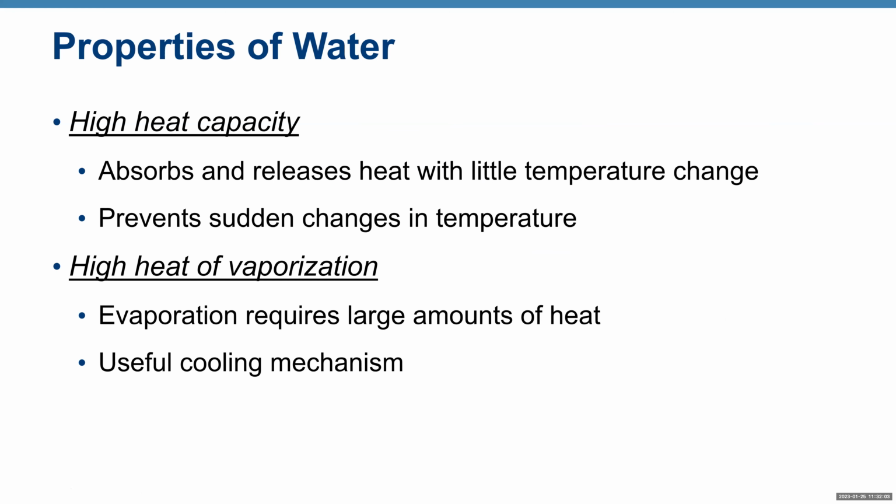That means that it absorbs and releases heat with little temperature change, which prevents sudden changes in temperature. And you can notice it if you go to the beach, for example, and the heat, let's say it's 100 degrees Fahrenheit. It's actually never 100 on the beach. Let's say it's 85, right? But you know that sand is way hotter than water. That's because the water will absorb lots of heat before it changes temperature even a little.